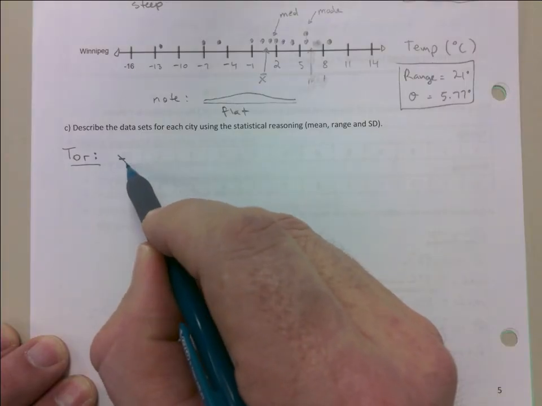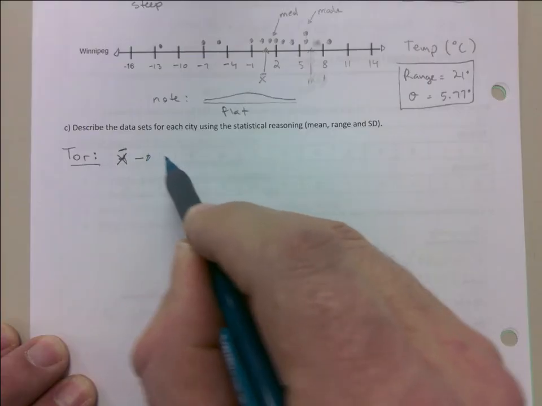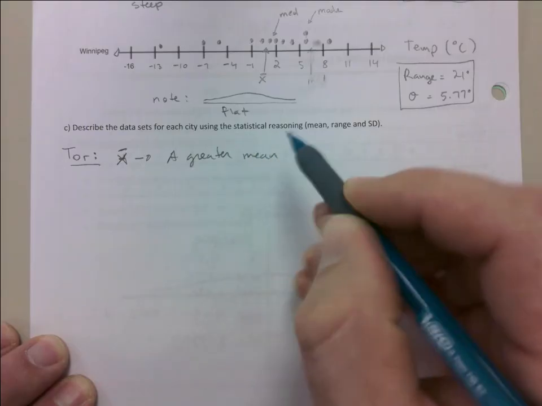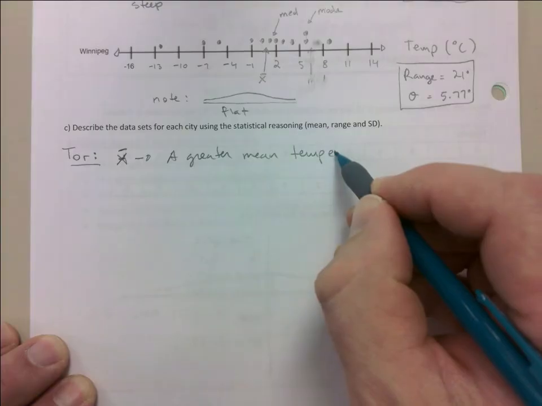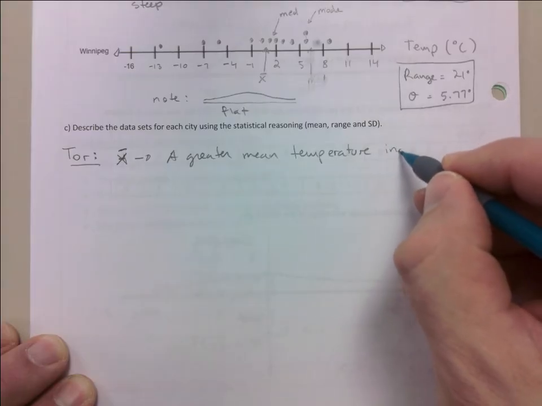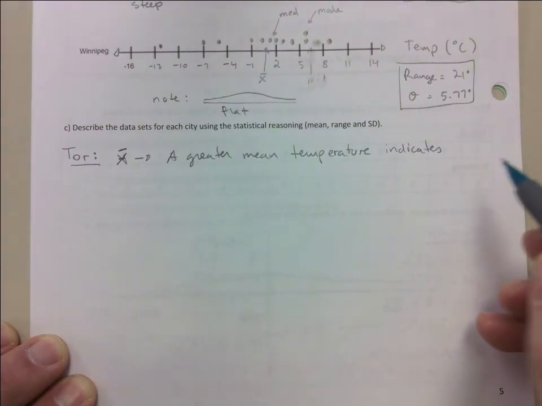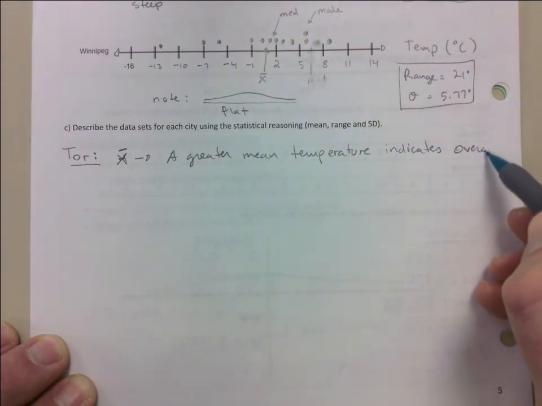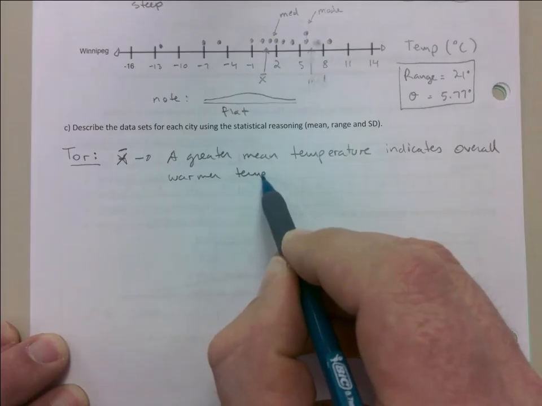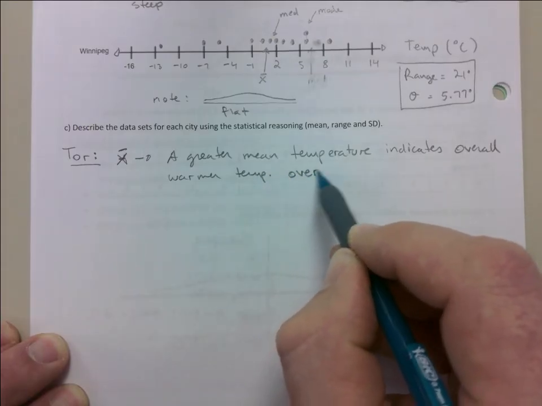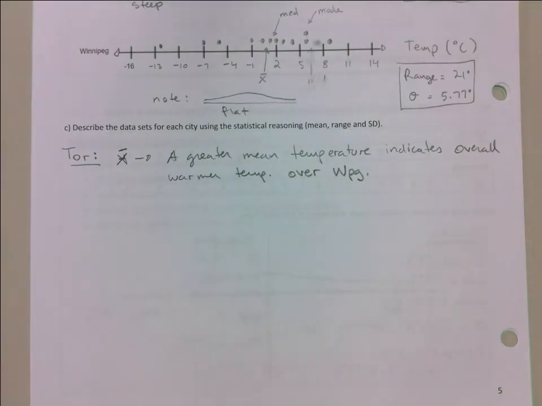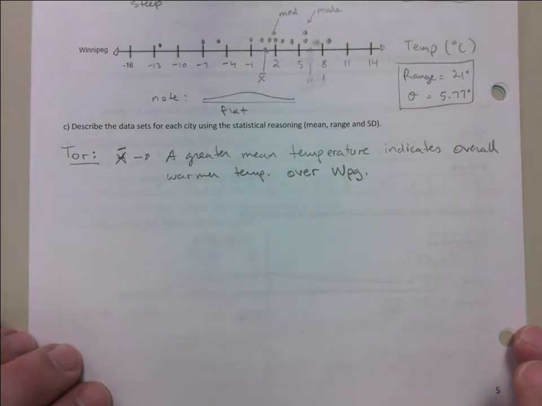When it comes to the mean, let's talk about the mean, right? A greater mean temperature indicates overall warmer temperatures over Winnipeg. So a greater mean just says that overall you're expecting it to be warmer no matter what.